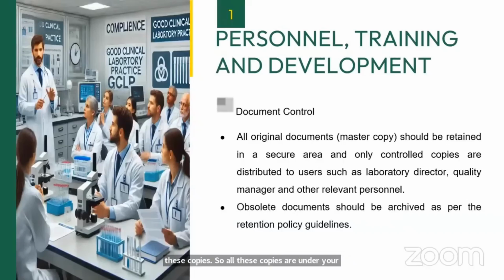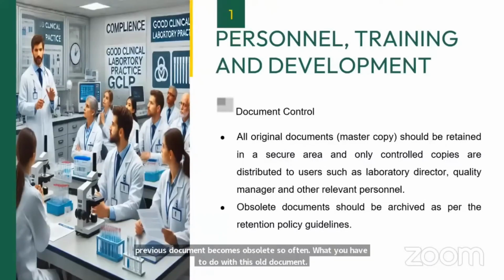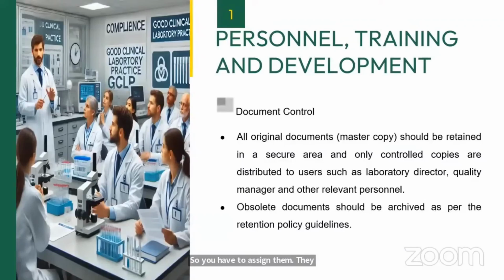Now, many times, once we revise a document, the previous document or previous manual becomes obsolete. Obsolete means outdated. So once you make some changes to your document, the previous document becomes obsolete. So what do you have to do with this old document? You have to archive it. It should be removed from all the places of use. If you have issued 10 copies, all those 10 copies you need to retract. You have to archive them and you have to destroy them.